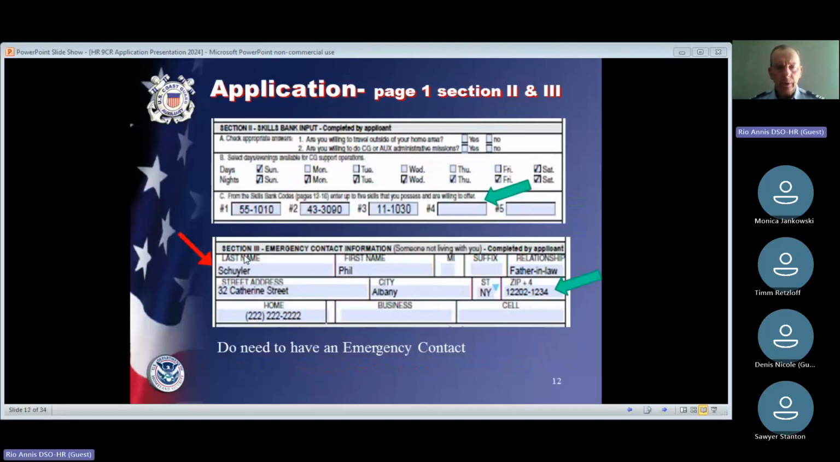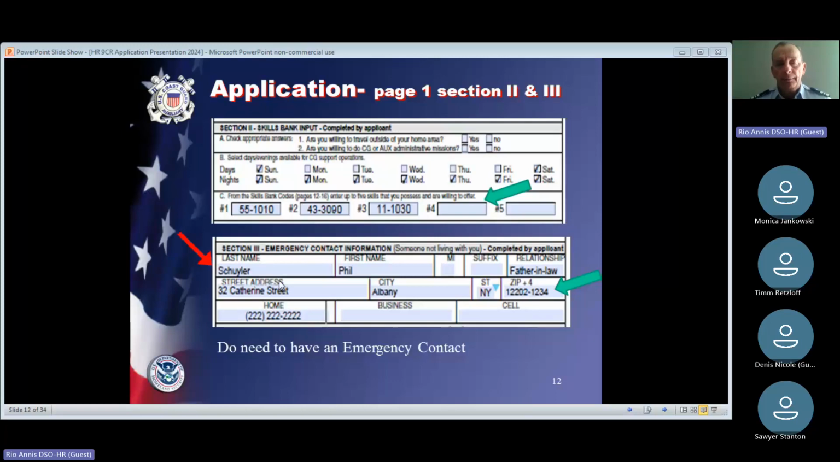Section 2 and section 3 of page 1 of the application. Just a note here on the skills boxes. You don't need to fill out all 5. If they only put in 2 or 3, that's fine. Or if they don't put any at all, that's okay too. These can always be added later when they update their profile. The boxes are nice when you're using a downloaded version. They're drop-down boxes, so you can just kind of arrow along and select what you want.